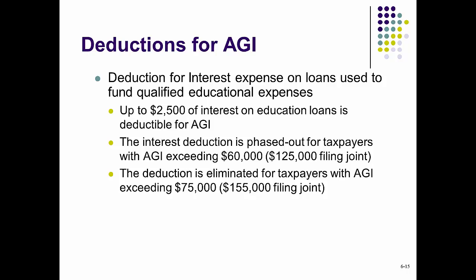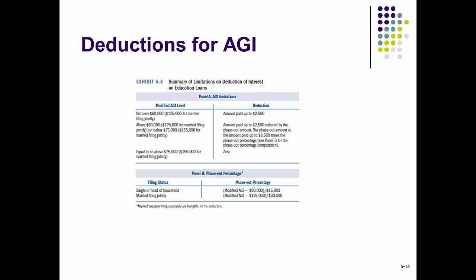However, the deduction is phased out for the taxpayer according to the taxpayer's filing status and MAGI, and MAGI for this purpose will equal your AGI plus interest expense on qualified education loans plus qualified education expenses. Married taxpayers who file returns separately cannot deduct such expense. So here, let's look at the summary of limitations on deduction of interest on education loans. And also, you can reference example 6-A on pages 6-10 and 6-11.